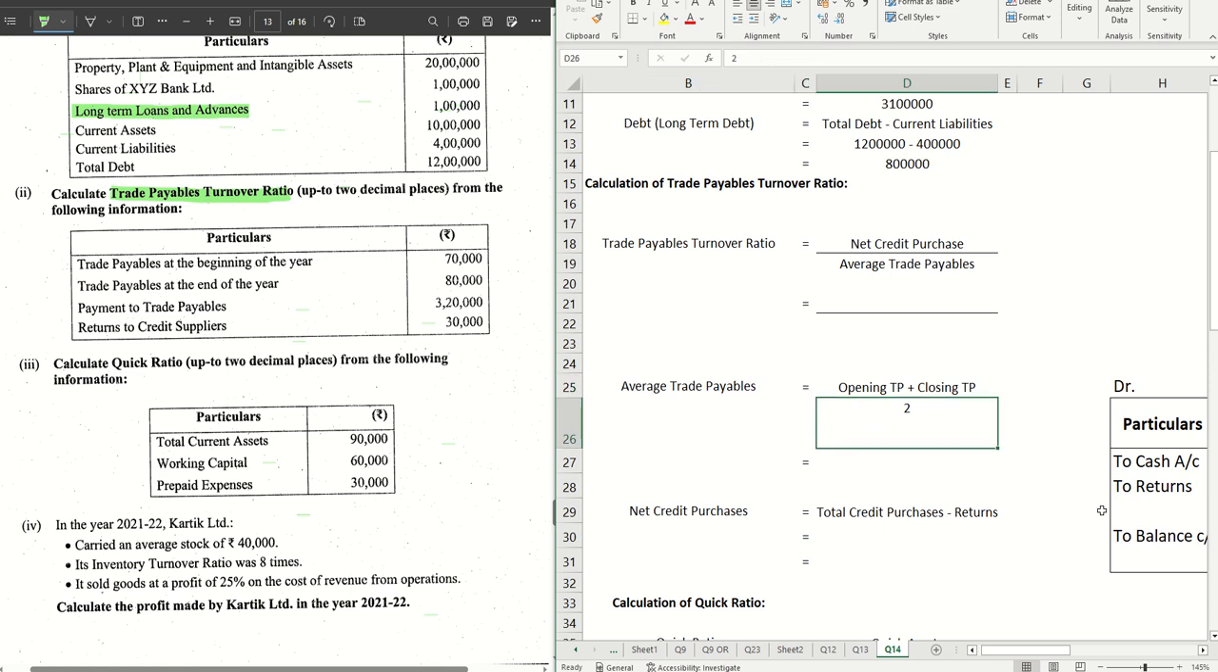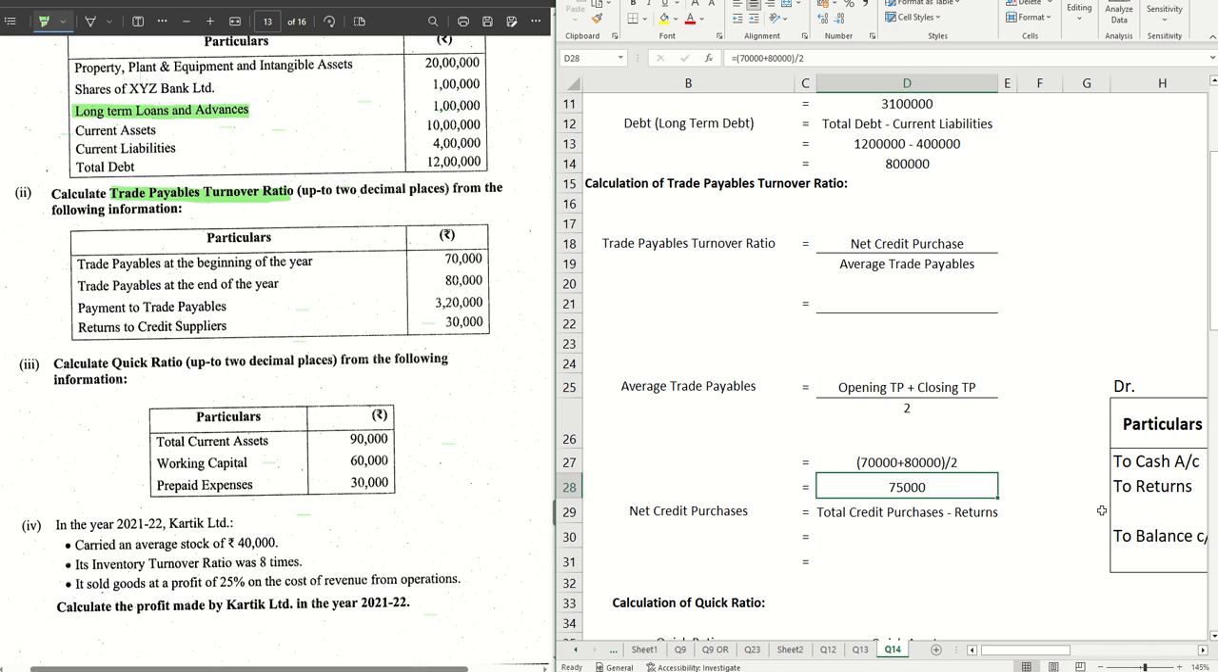Average trade payables, we have the amounts given to us, which is 70,000 plus 80,000 divided by 2, right? That comes to how much? 70 plus 80 by 2. That gives us 75,000.